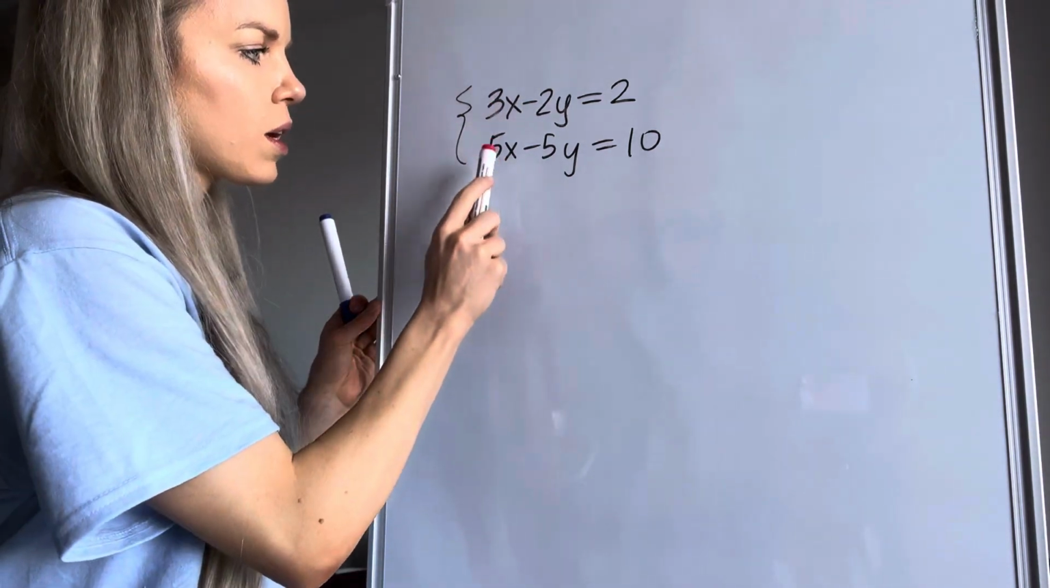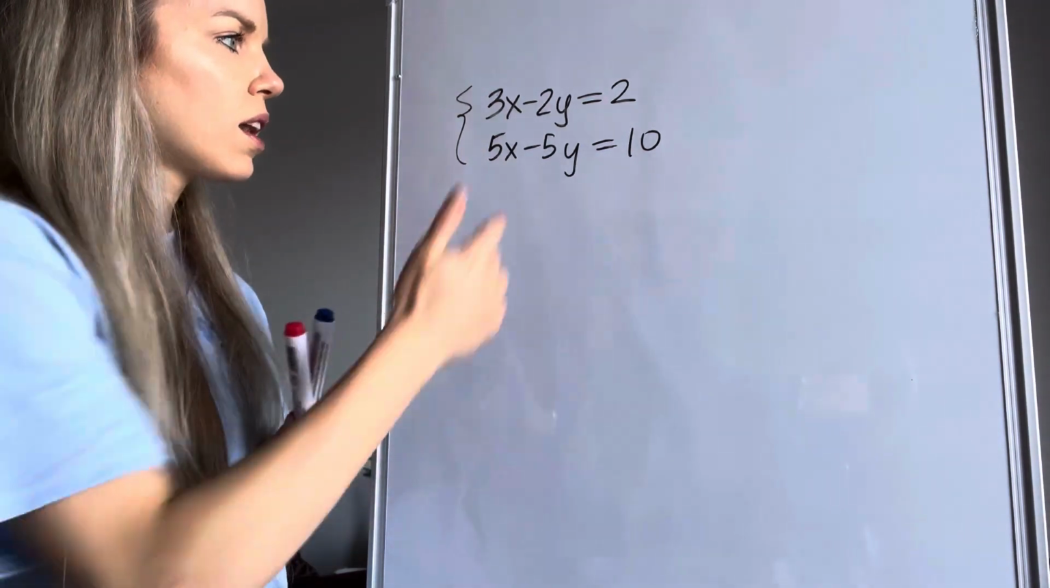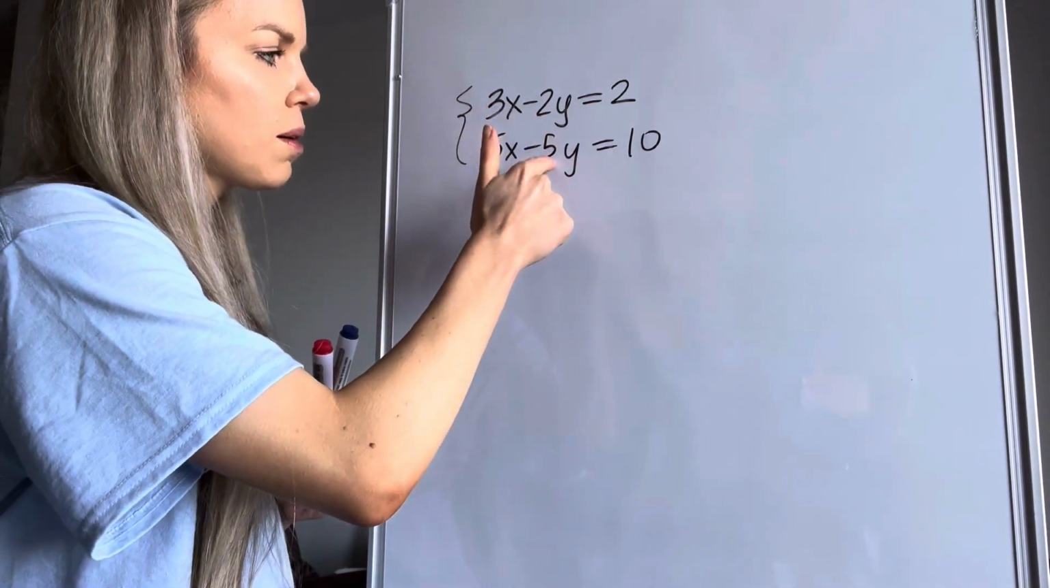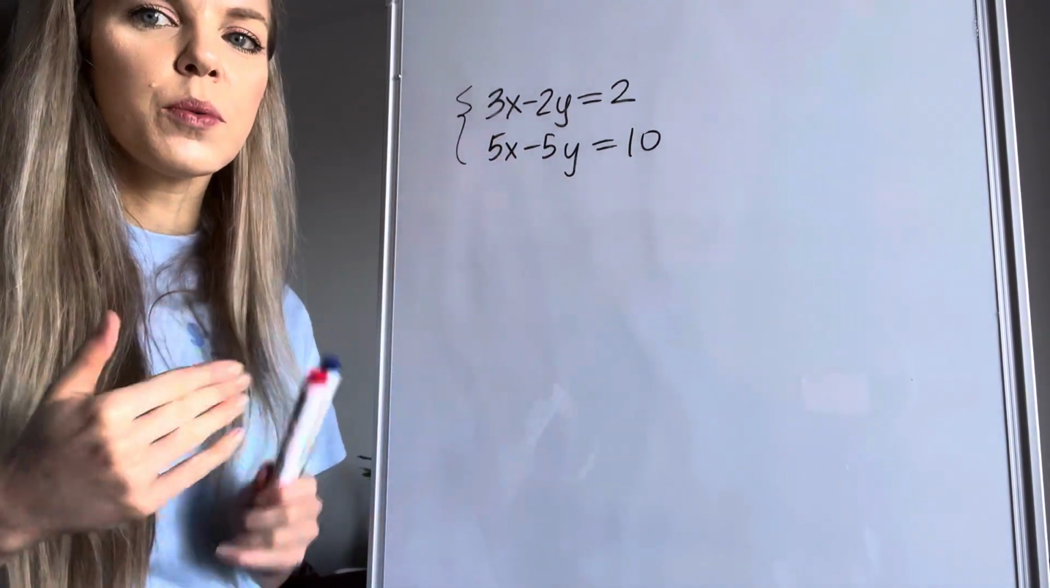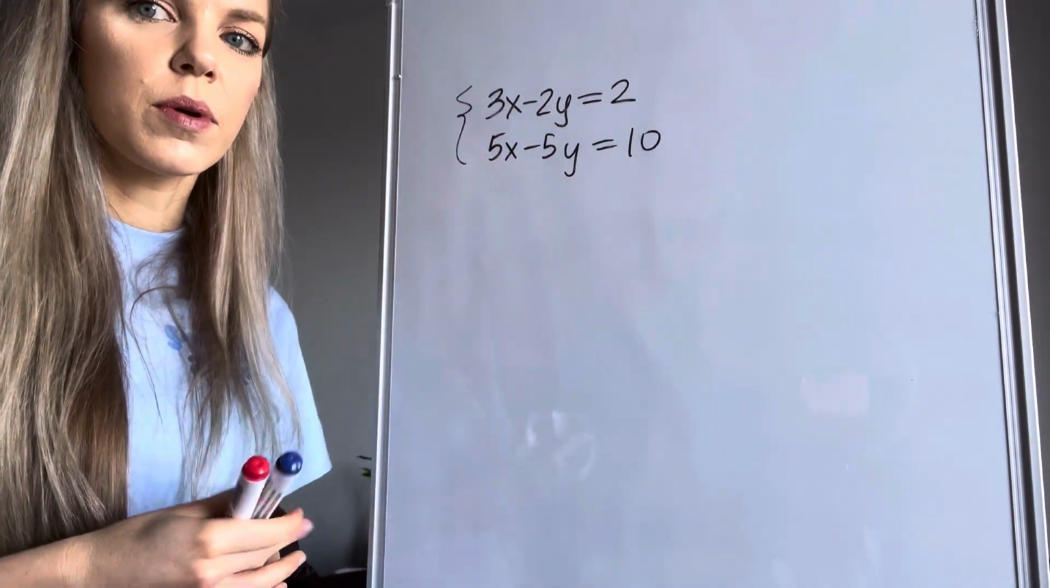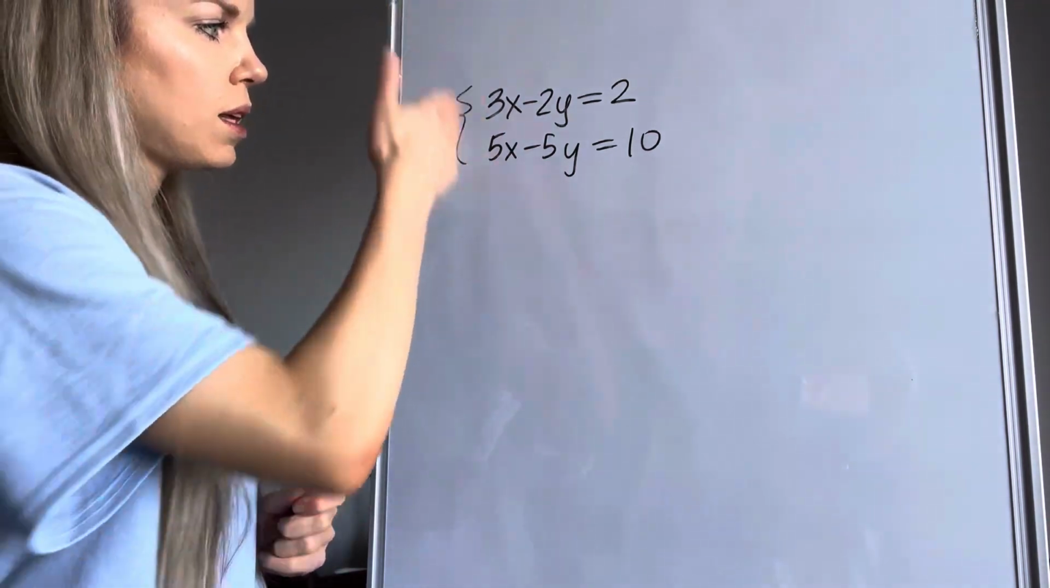If I add 3x plus 5x, that's going to equal 8x. And if I add negative 2y plus negative 5y, that's going to be negative 7y. You want one of them to add to 0. And so you can pick either variable. And so I'm going to pick the x's.